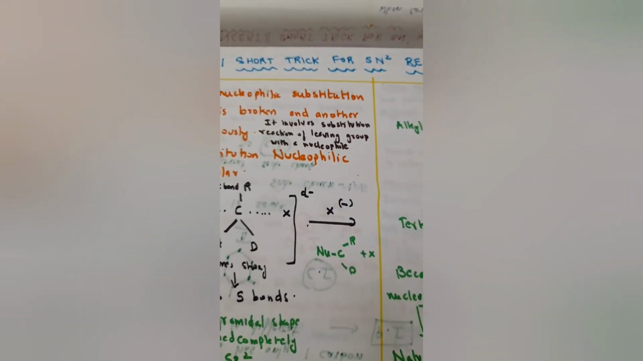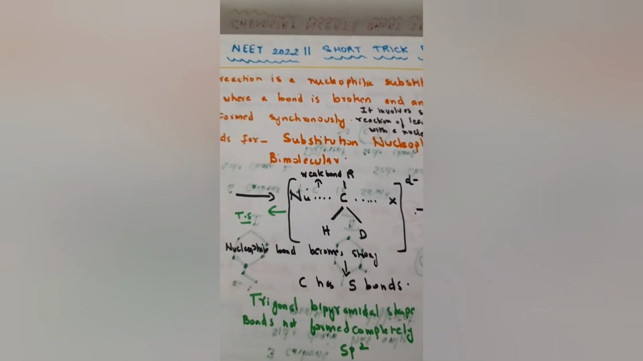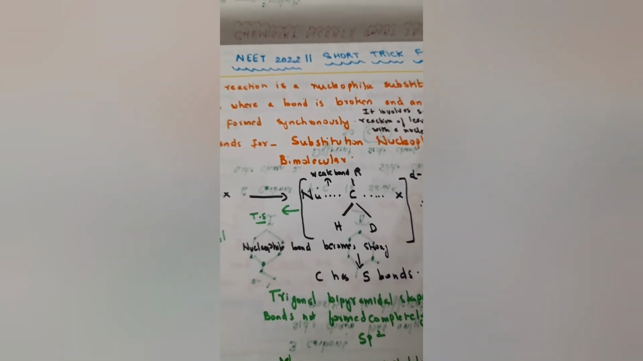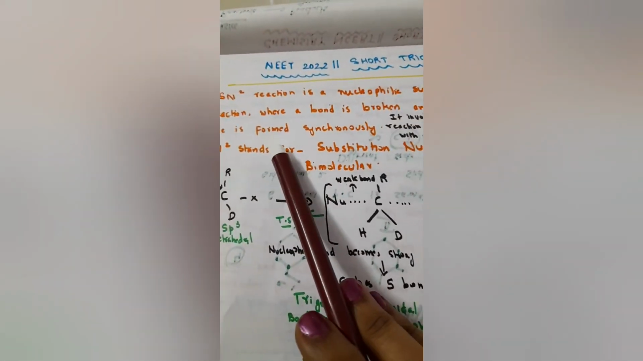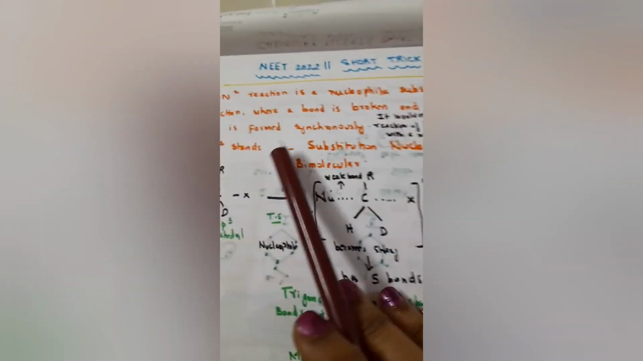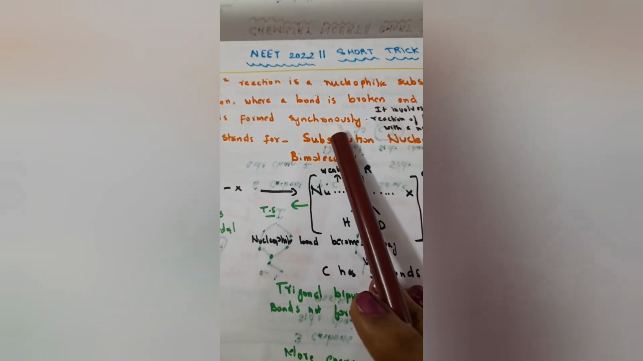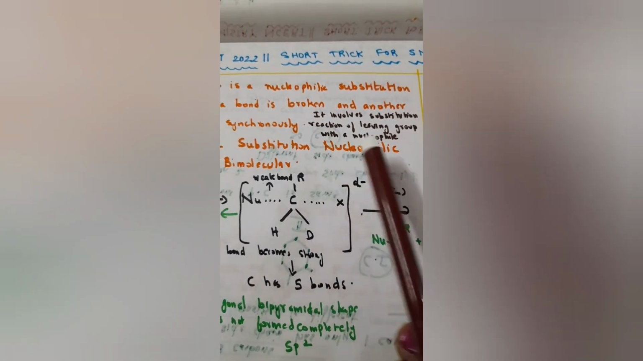Already I have uploaded the mechanism for SN1 reaction in my previous video. So today let us see about SN2 reaction. So what is SN2 reaction first of all? SN2 reaction is a nucleophilic substitution reaction. So what happens in this reaction here? A bond is broken and another bond is formed synchronously. So here it involves substitution reaction of a leaving group with a nucleophile, very simple. When I explain the mechanism of this reaction, you will follow this reaction easily.